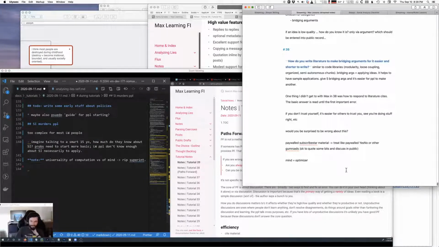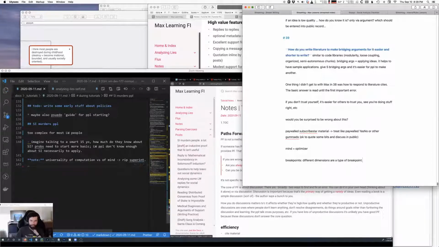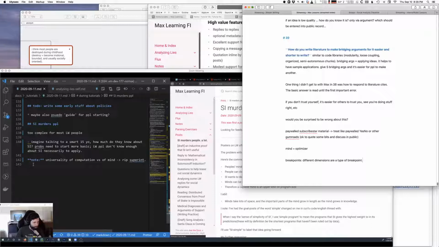I might try writing something about that. Related to breakpoints, I just had a thought, which is that there are different things that don't convert into each other. They're different issues and you can't put them on the same scale. There's no unit conversion between them. You can view that as a type of breakpoint or a qualitative difference.